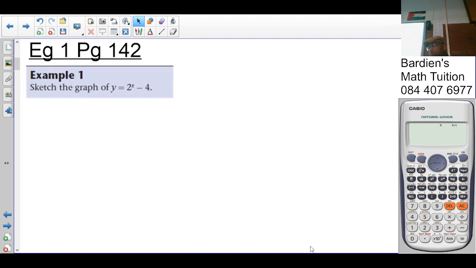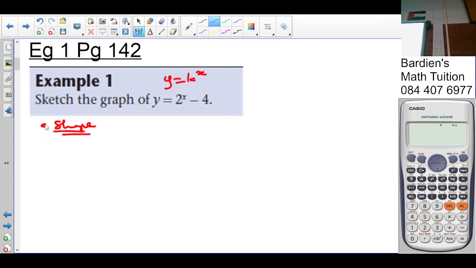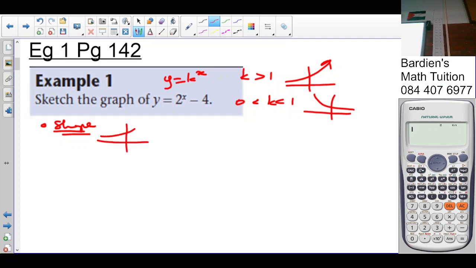The question says sketch. Okay, so I'm going to pause the video at this point. I'm going to give you a couple of minutes to sketch that graph. Right, the question says sketch the graph. So where do we start? We start with the shape. This is in the form of y is equal to k to the x. We know that if k is greater than 1, the graph is an increasing function. If k is greater than 0 but less than 1, the graph is a decreasing function. So the shape of the graph is going to be an increasing function, with horizontal asymptote at y is equal to negative 4.